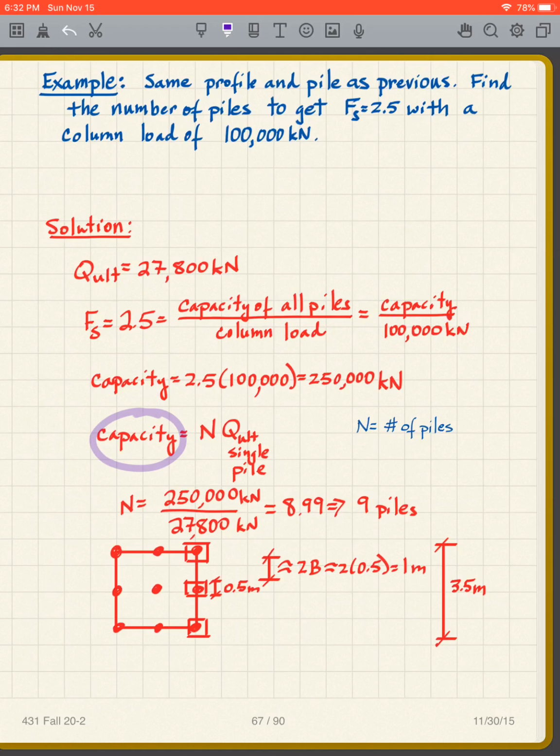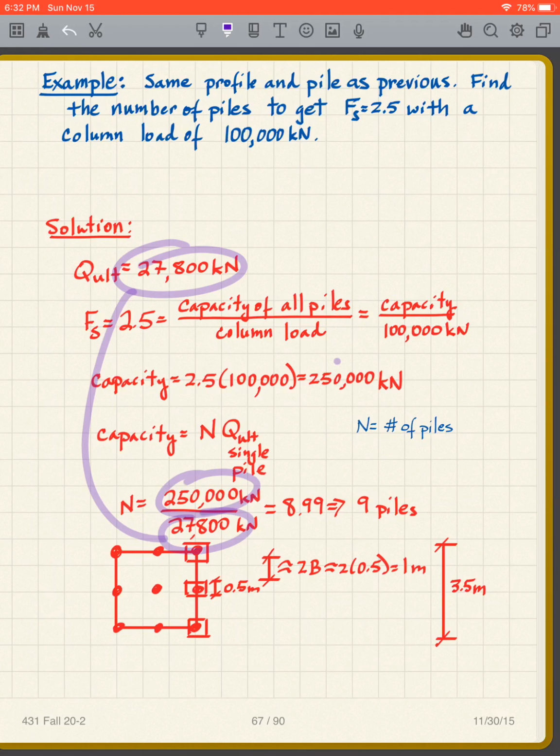And in a sense, we're getting going here. So the capacity is what? It's the number of piles times the Q ultimate for a single pile, where n is the number of piles. And so I simply have the capacity of one pile. That goes down there. Capacity we need. And we end up with 8.99 or 9 piles. So we need 9 piles, and you can lay it out here.